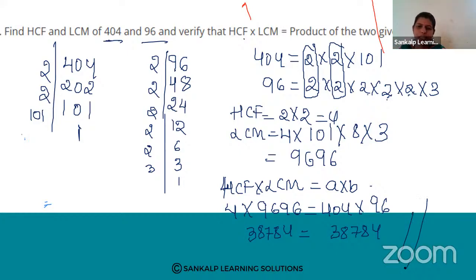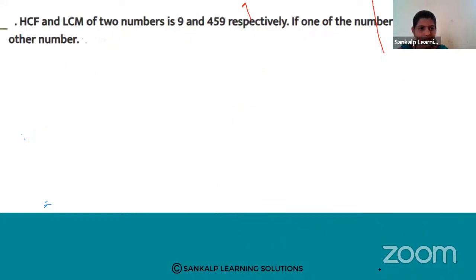HCF into LCM is equal to A into B. Means LHS is equal to RHS. Whatever the value you have in the left hand side, the right hand side value will be the same. Then only it is verified. If they ask to verify, if the same comes, it is verified. Otherwise it is not verified. Okay. Next question. Let's see what it says. Yes.